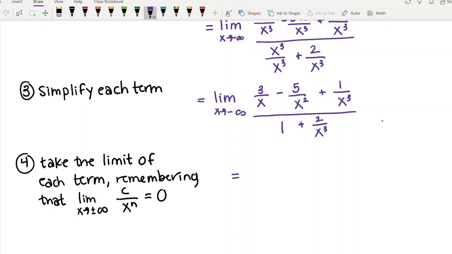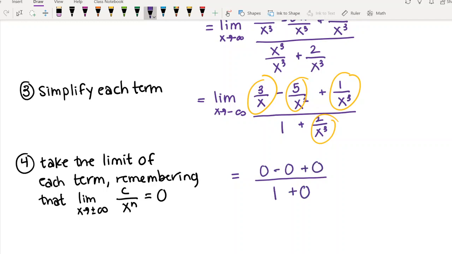So what are we left with? Basically all of these things are going to equal 0, 0, 0, 0, 0. So what we're left with is 0 minus 0 plus 0 over 1 plus 0. And what is that equal to? That's equal to 0 over 1, which is just equal to 0. So that tells us that the limit as x approaches negative infinity of this function is equal to 0.